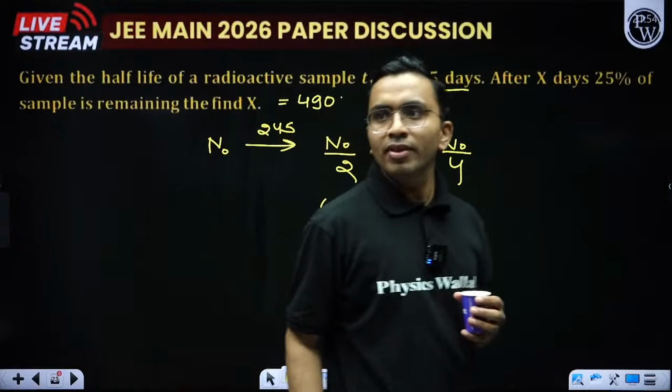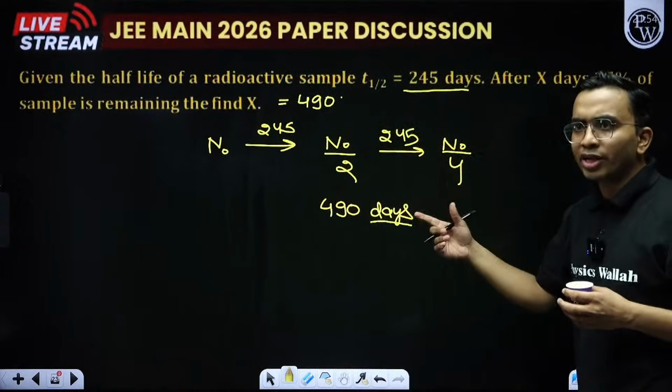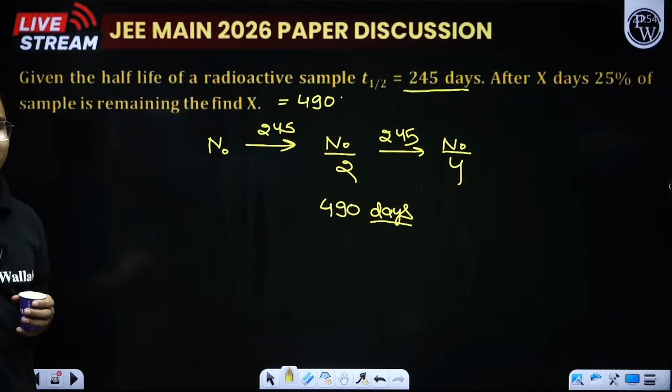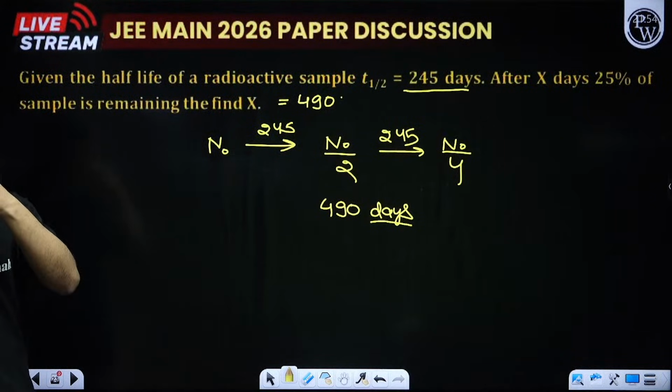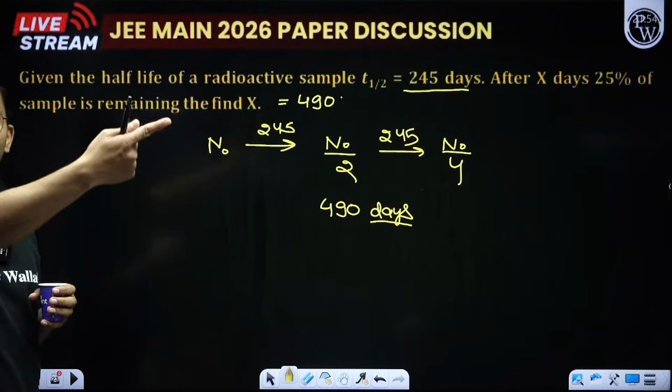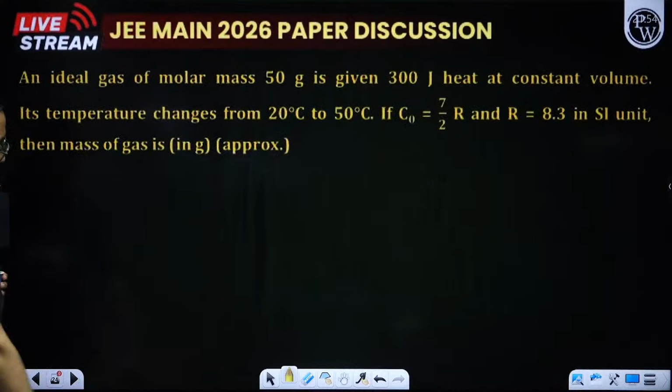490. Although this is of radioactivity, still I can say this is a simple question. You can do it very easily, isn't it? Just by logic you can do this, like half and half, 2 times half, so twice that.